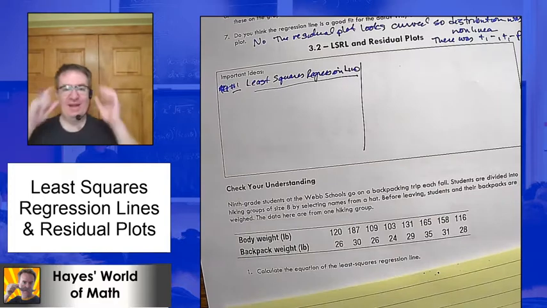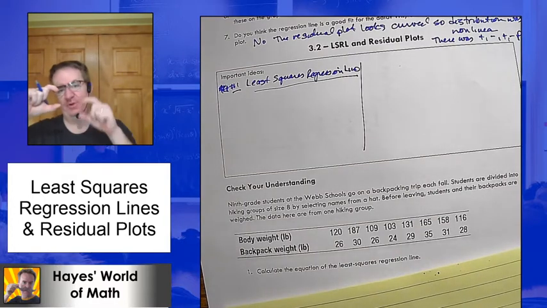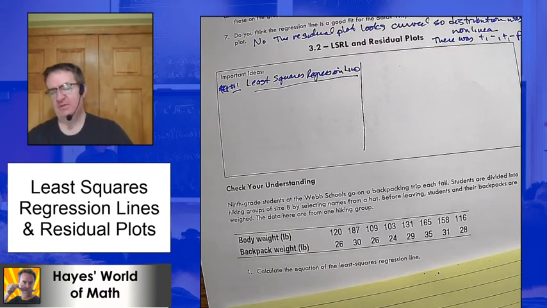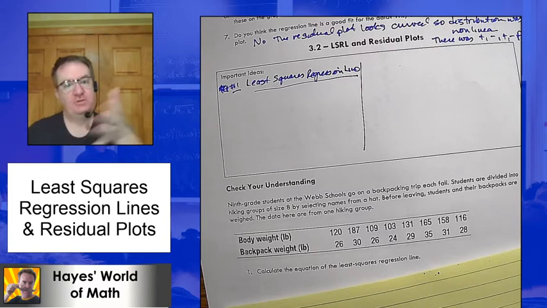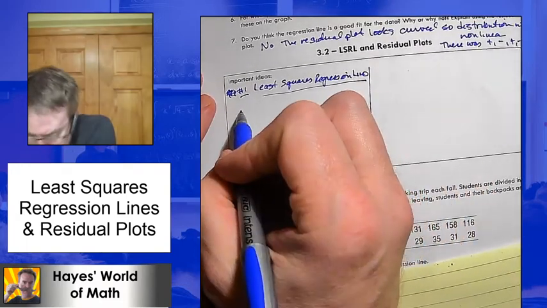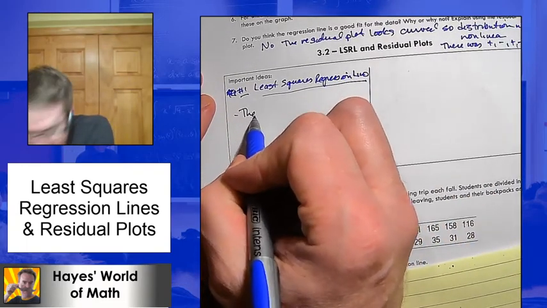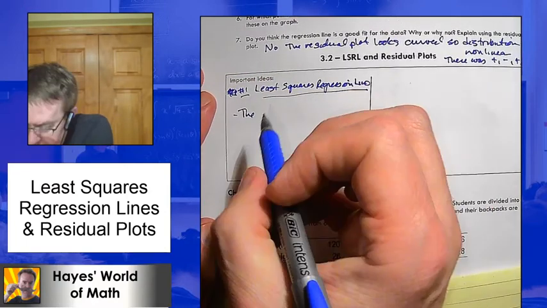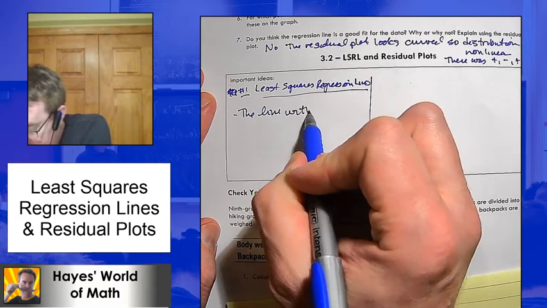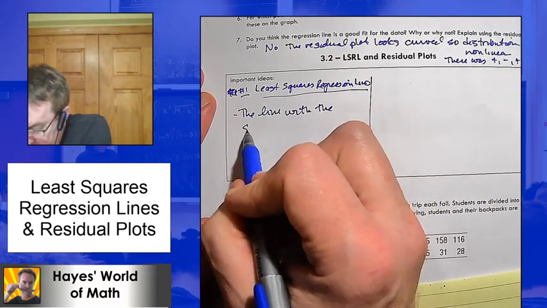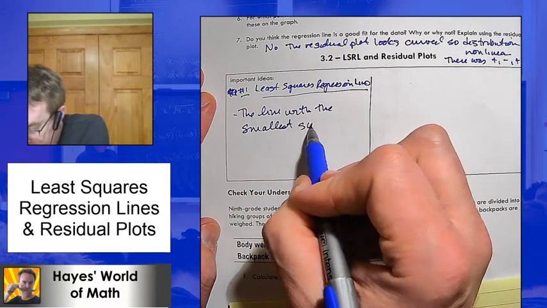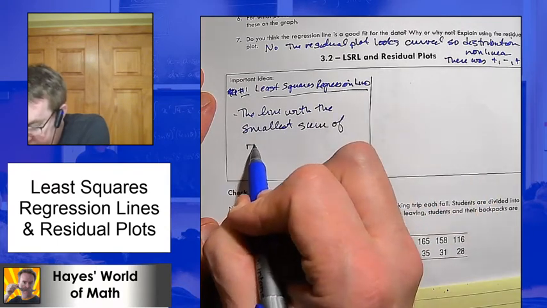Technically, what that does is it takes the residuals from the line, squares the residuals, figures out the sum of that, and then sees which one has the smallest, hence the phrase least squares regression line. That's the full definition of it. So it's the line with the smallest sum of the residuals squared.